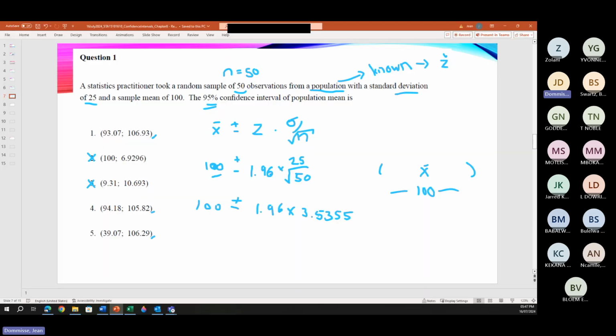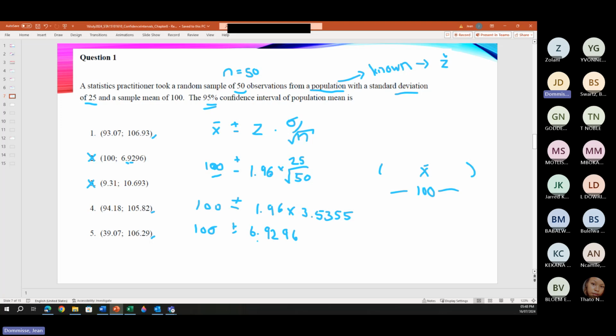So if I multiply the 3.5355 times 1.96, I get 6.9296. Okay, so interesting. It was part of one of the options, but not what I expected. In that option 2, they nearly gave me the formula that I'm working with. Quite interesting.